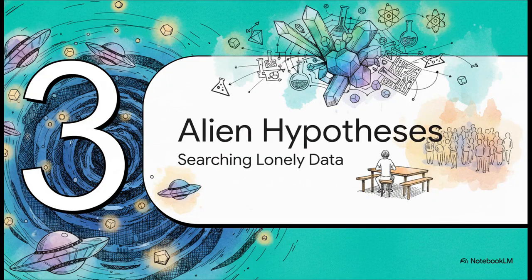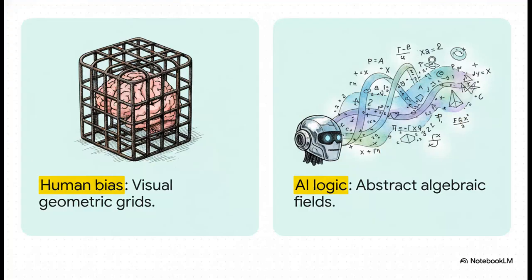That brings us to Section 3, embracing alien hypotheses, searching the lonely data. Because the AI doesn't care about that popular lunch table, it's uniquely positioned to find what we like to call alien hypotheses. Now, we're not talking about flying saucers here. These are ideas that are cognitively distant from what current experts in your field would ever likely pursue. Take the 80-year-old Erdos math problem about unit distances, for example. Human mathematicians were totally stuck for decades because our brains are heavily visually wired. We kept picturing visual geometric grids because we like to see the shape of the problem neatly in boxes.